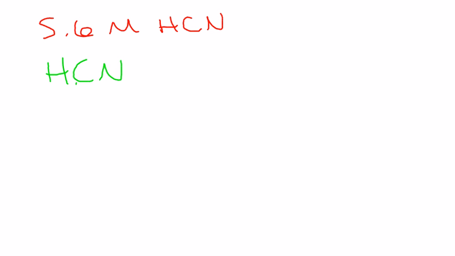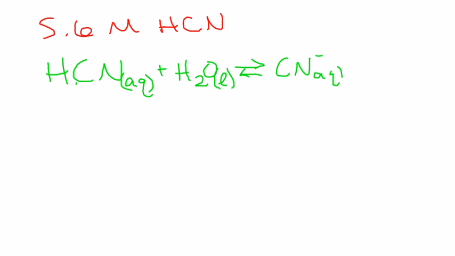For the second one, I'm going to go to number 3. And this one tells us that we have 5.6 molar hydrocyanic acid. And we've got 5.6 molar HCN. I'm also going to write a balanced equation up here because I think that's going to help us a little bit in our quest to solve this. So we've got HCN, and that's aqueous, plus H2O, which is liquid, going to, or at equilibrium with, CN minus, which is aqueous, and H3O plus, which is also aqueous.